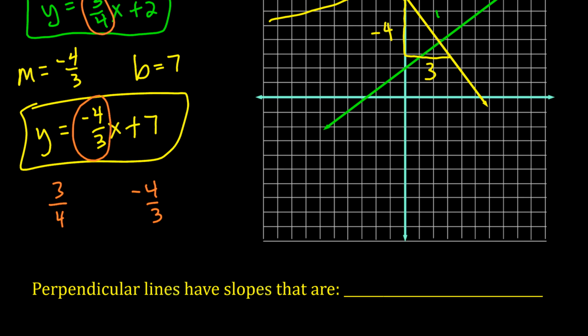So perpendicular lines have slopes that are opposite, and that means negative to positive. Opposite reciprocals.